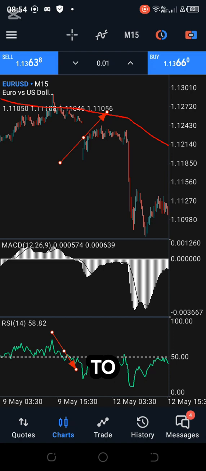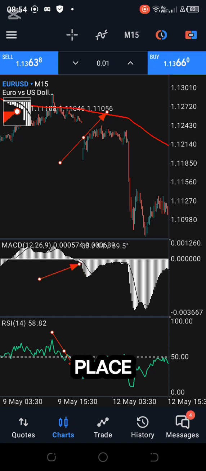Then for the entry, we are going to use the MACD. Now on the MACD, we need it to cross below the zero line. These white bars need to cross below the 0 line, which took place at this particular level here. So at that level, you're going to sell.